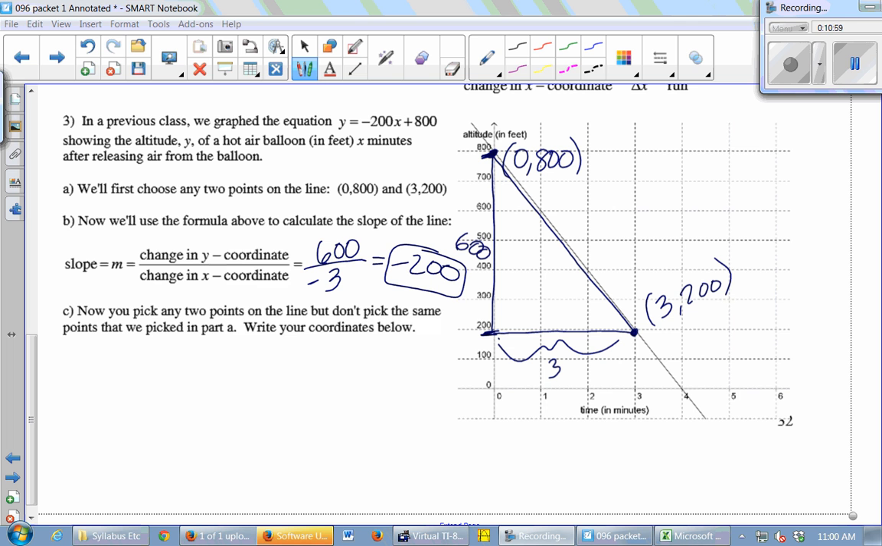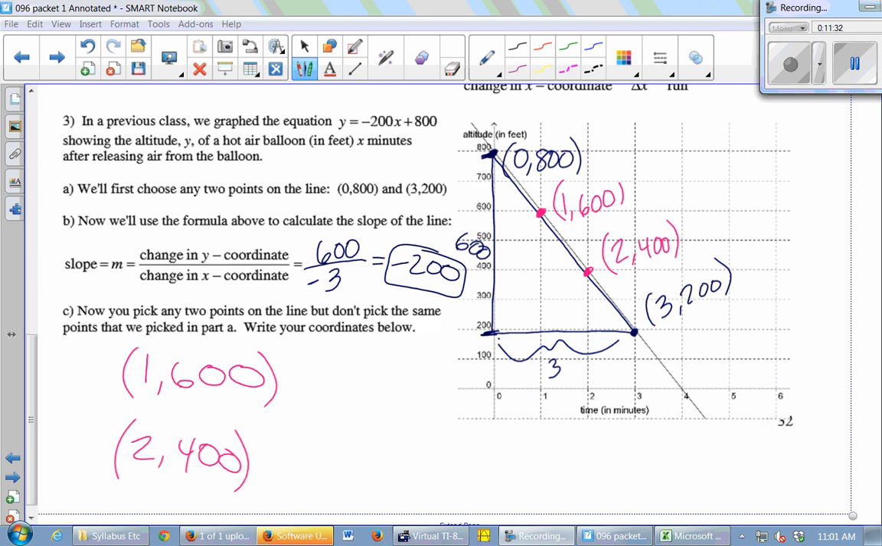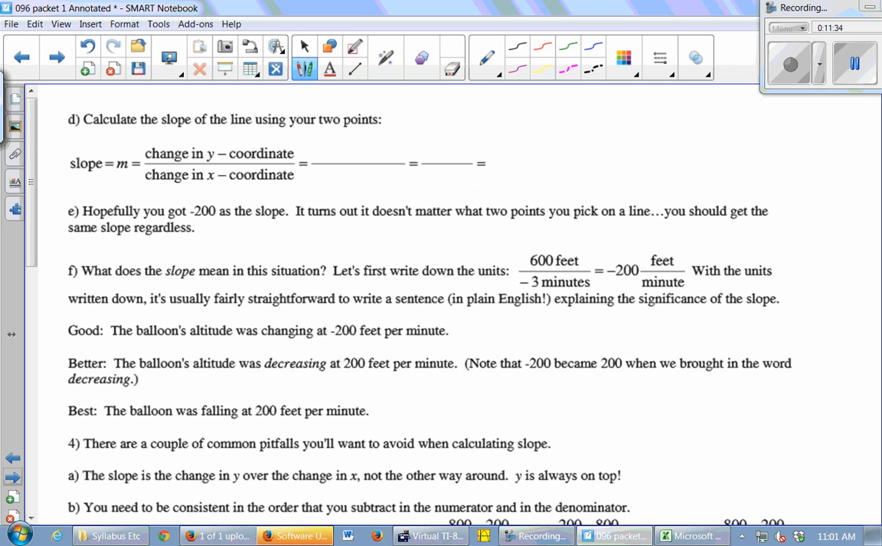Okay, so we've got our line. I want to pick 2 points other than the first 2 I picked. So maybe this one. What are the coordinates of that point? 1 and 600. And then another place where it crosses at a nice grid point would be right there. What are the coordinates of that point? 2 comma 400. Good. So I have 1 comma 600 and 2 comma 400. Those are my 2 points. Next, calculate the slope of the line using those 2 points.